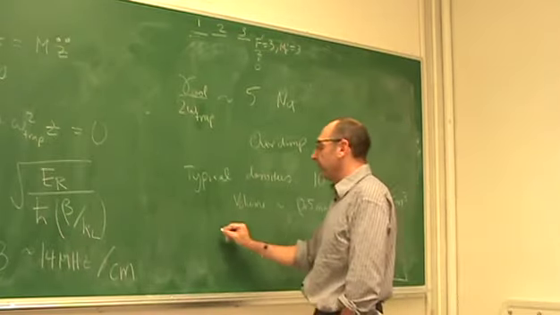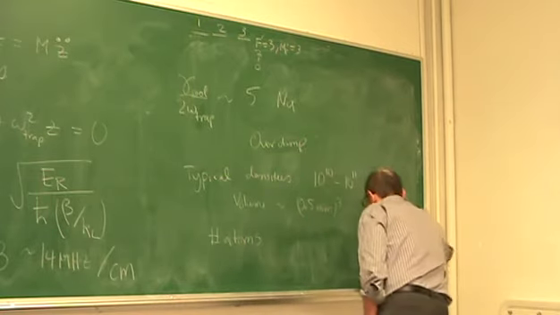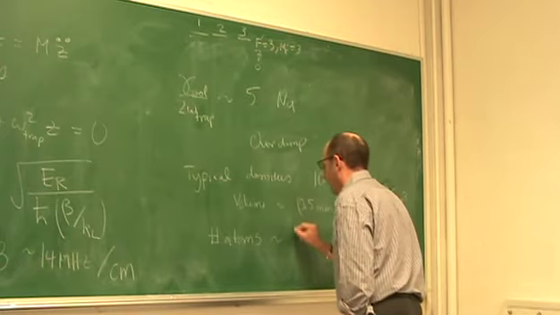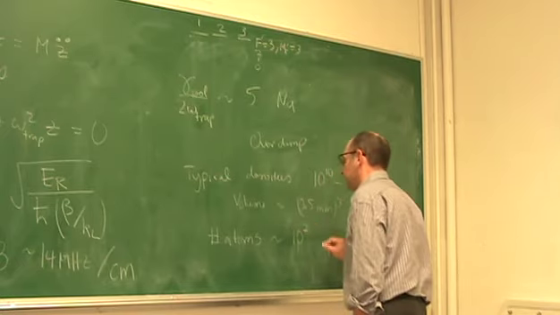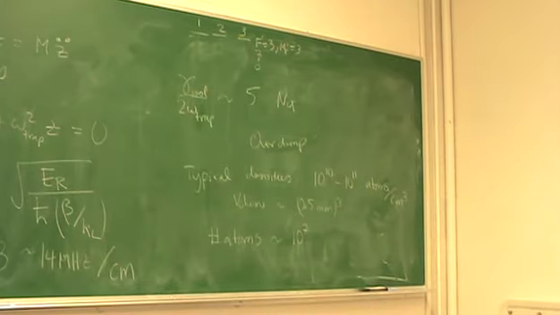And we get a number of atoms on the order of maybe 10 to the 7th atoms in the trap, about 10 million atoms in the trap.